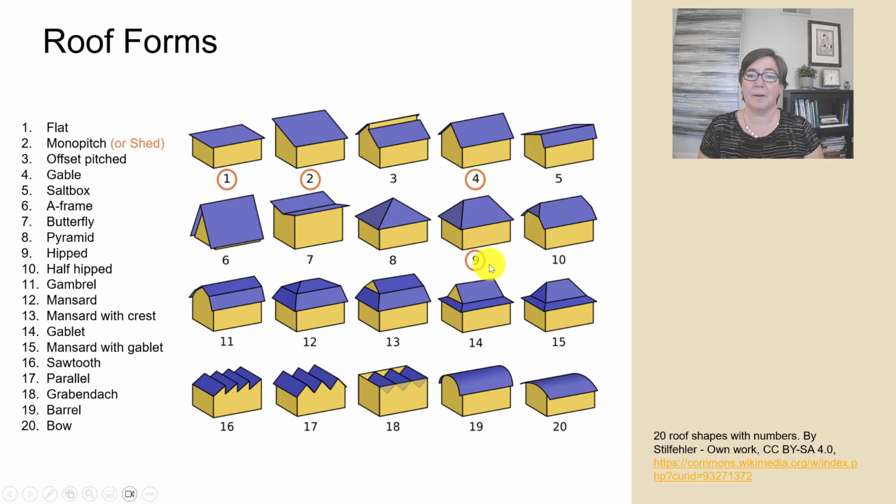And our other most common roof form is number 9 right here. 9 is a hip roof. And if you're going to cut a section right through the middle here, it would look just like the gable. But the ends are different. They are tipped in, and this edge right here is called the hip of this hip roof.